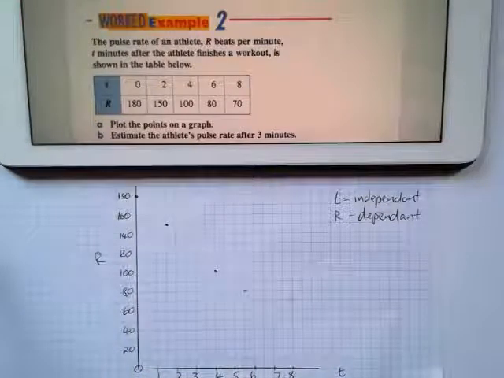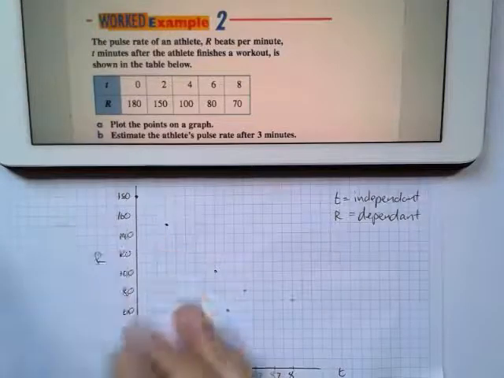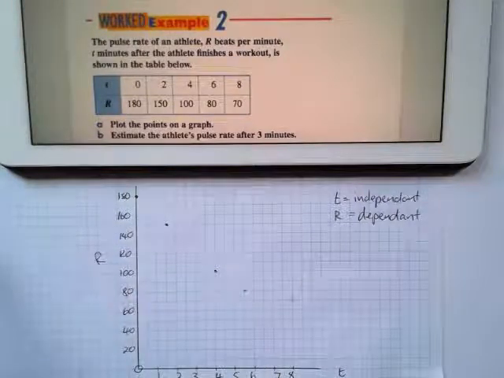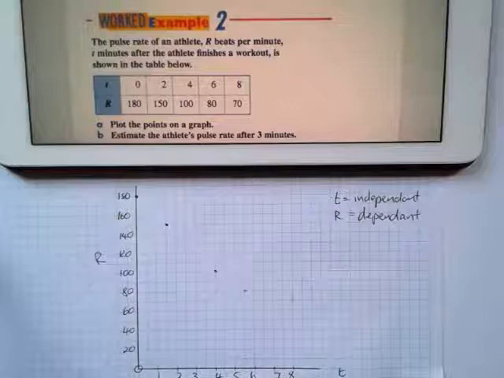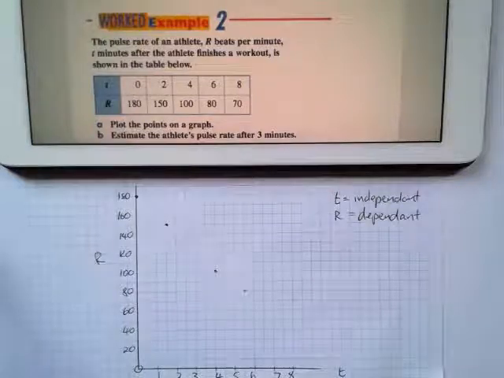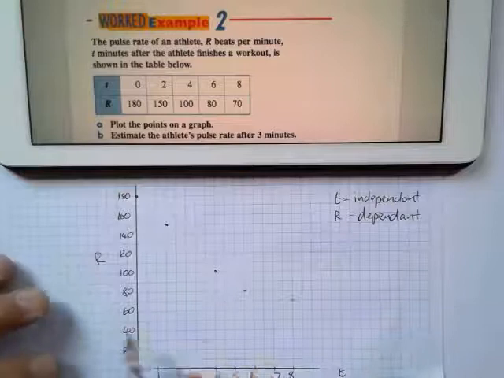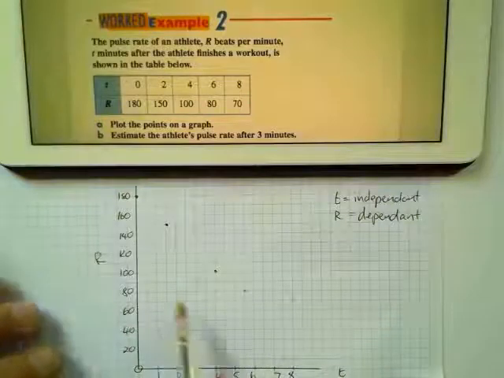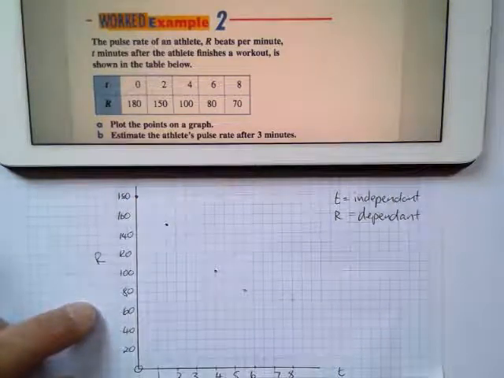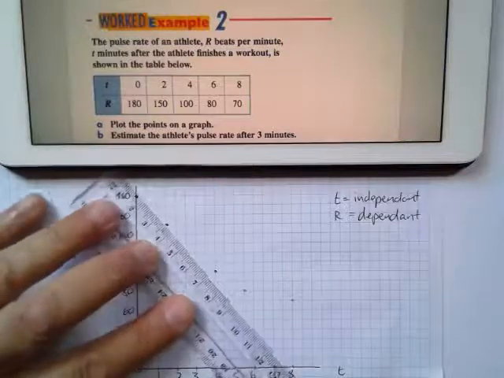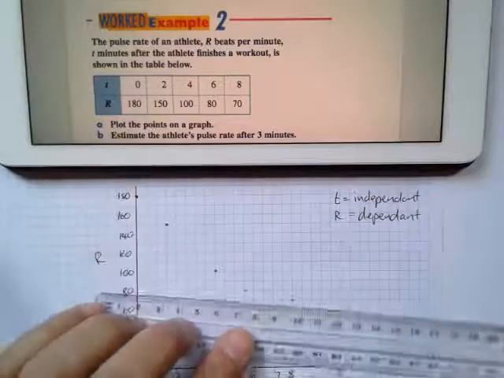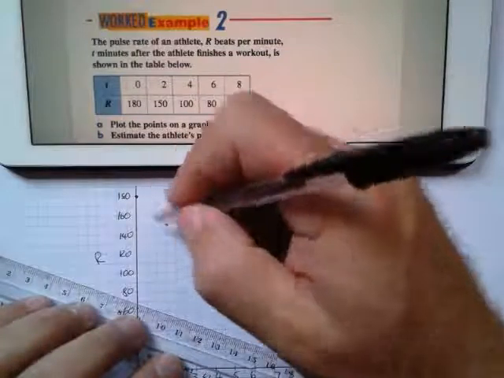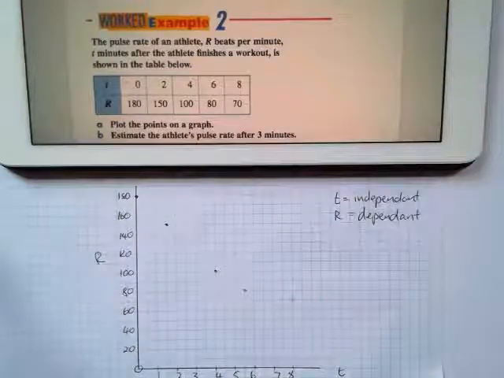Now plot the points. Now remember, the heartbeats are going to happen in between. You don't have heartbeats only on whole numbers. You have heartbeats all the time. So what we're going to do is, this is going to be a line, and you can see this is not a straight line. So I don't want you to take a ruler and draw straight lines from there to there to there. Okay, we're going to have smooth lines.